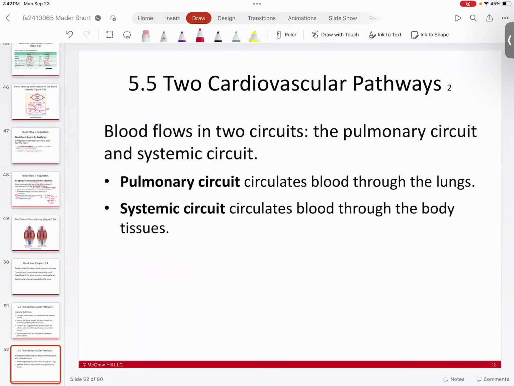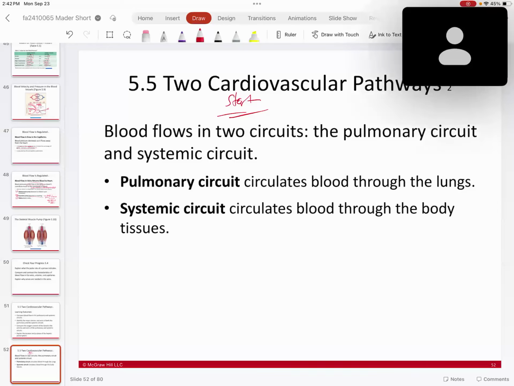So what we're going to do is start next time with our pulmonary and systemic circuit. And I'm going to head back to the office and keep grading.